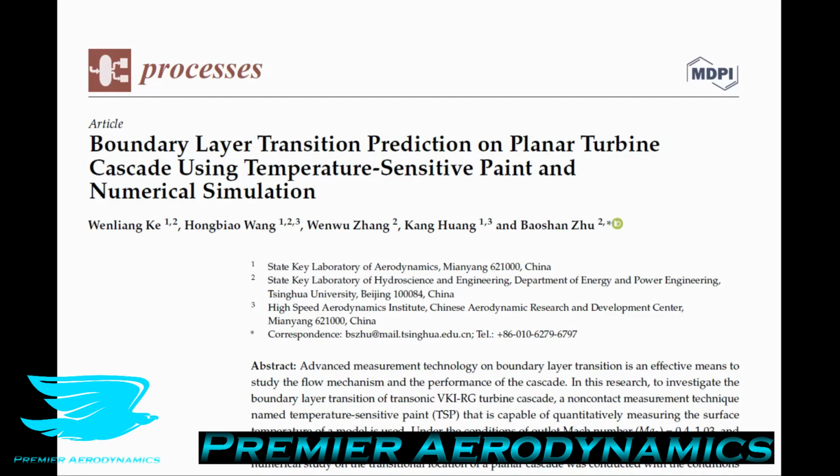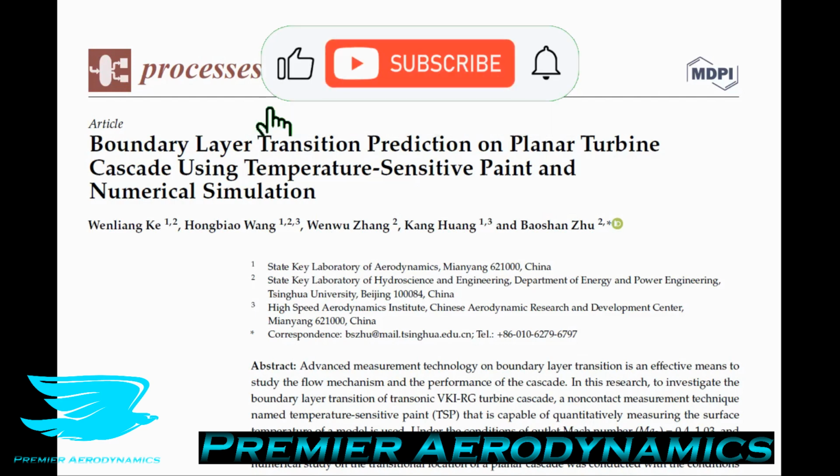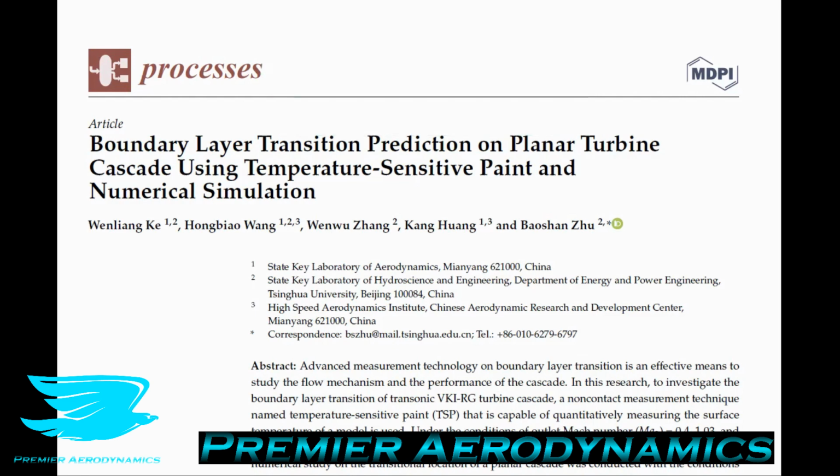So podcast number 106 looked at something called temperature-sensitive paint to determine where this boundary layer transition is occurring. Then they also looked into a numerical model, which they validated. Now we're taking that numerical model and we're going to be looking into these different properties. So how the Mach number, for example, affects where the boundary layer will transition over an airfoil.